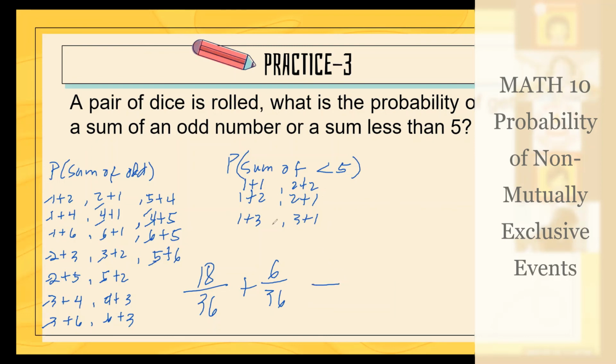Minus. May common ba? Do we have 1 plus 1 here in sum of odd? Wala. Do we have 1 plus 2? Yes. 1 plus 2, 2 plus 1 meron. Do we have 1 plus 3? Wala, no? Wala, kasi magiging 4 yan. I think we have only 2. So, minus 2 over 36. Please review kung tama yung nasulat natin, kung wala nang kulang.